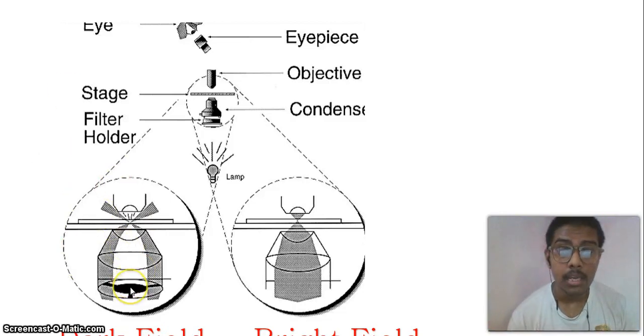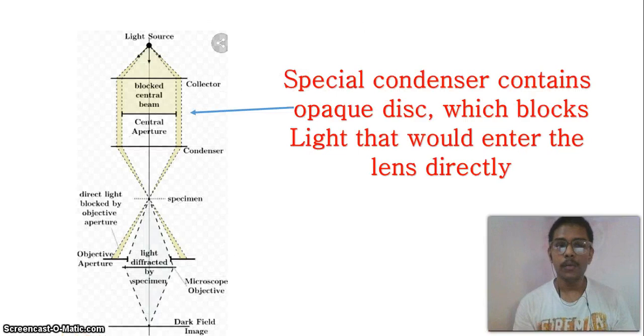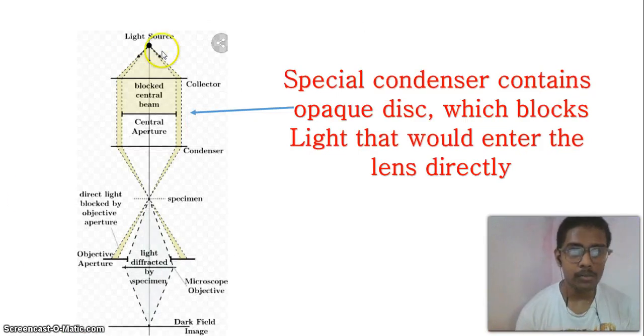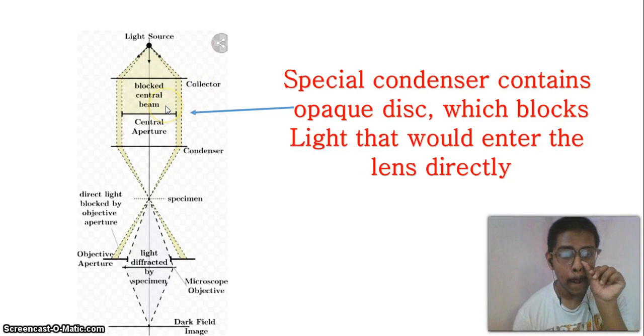That's why it will block all the light from the central portions. That is the main difference between bright field microscopy and dark field microscopy. Now here you can see in a better way what is happening. So here is the light source and here is the collector. Here they are using a central aperture.